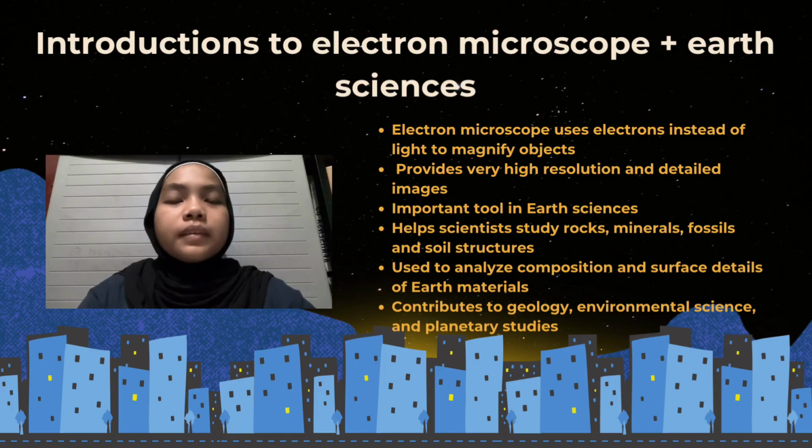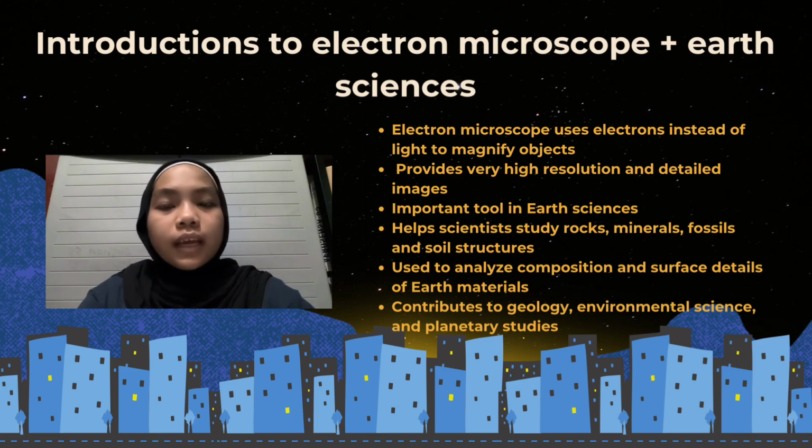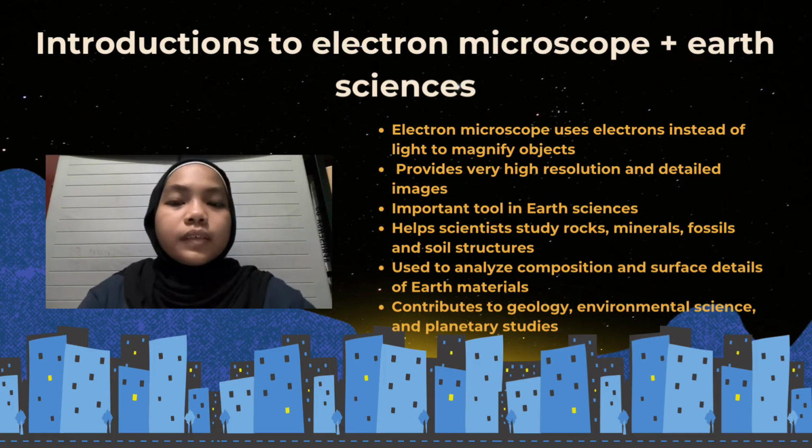Scientists can examine the texture, composition, and structure of these materials more accurately. The electron microscope can also help in identifying minerals, analyzing environmental pollution particles, and studying geological formations. It is widely used in geology, environmental science, and even planetary science research. Overall, the electron microscope is a powerful tool that improves our understanding of earth materials and processes.